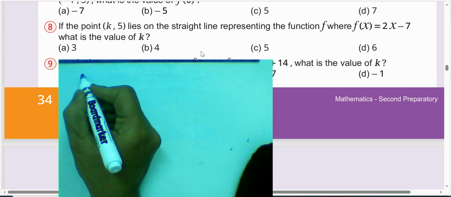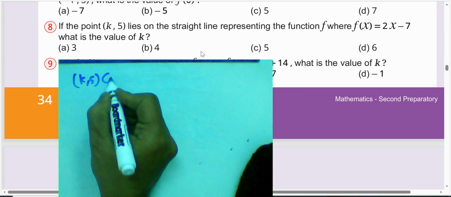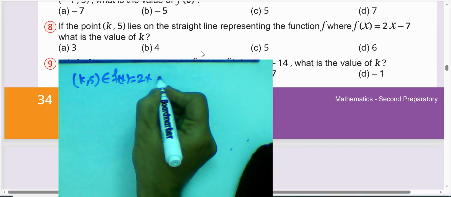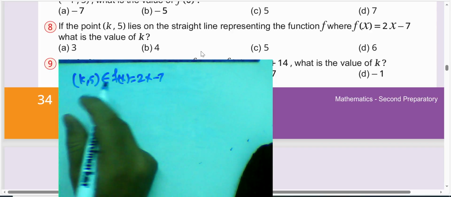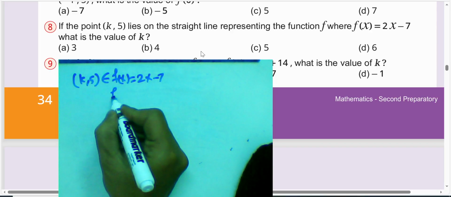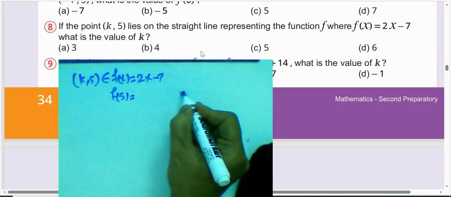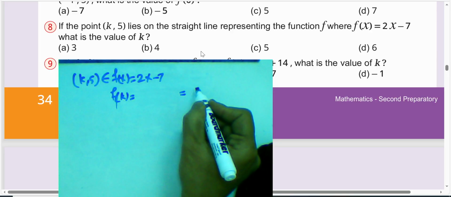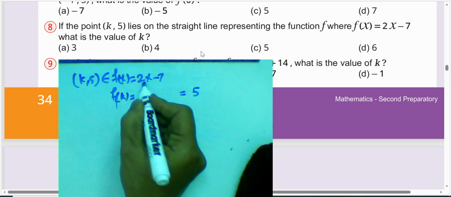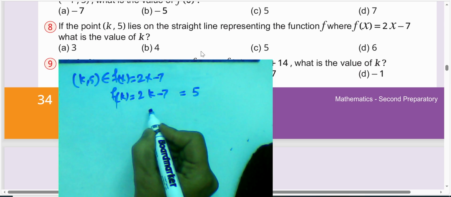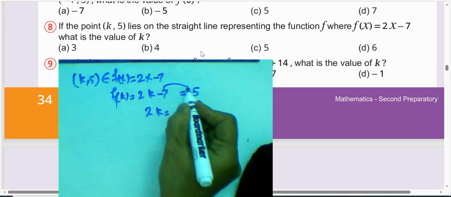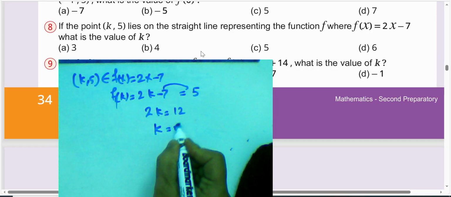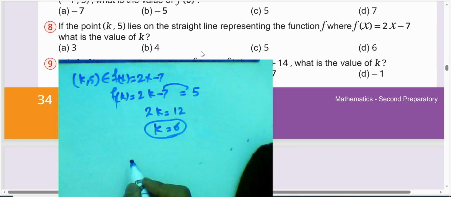We have the point k and 5 belonging to the function f of x, such that f of x equals 2x minus 7. Put the value of x equal 5, then f of k, the answer will be 5. Put x equal k, then we have 2k minus 7. Then 2k equals negative 7 here. Move 7, 7 plus 5 is 12, divided by 2, then the value of k will be 6.